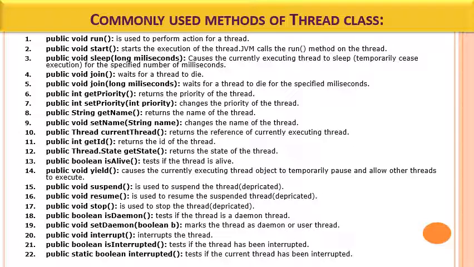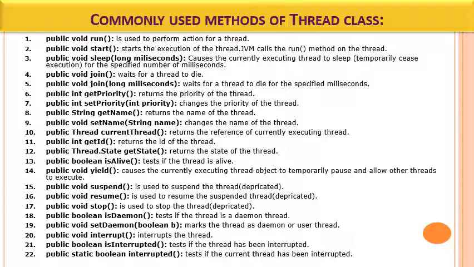Then getPriority and setPriority will return the priority of the thread and change the priority of the thread. Then the next is String getName, which returns the name of the thread, and setName, which changes the name of the thread. Then public Thread currentThread will return the reference of the currently executing thread, and getId will return the ID of the thread.